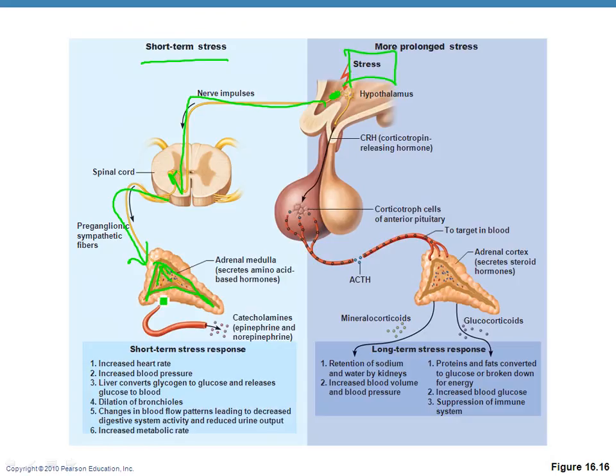And what is that going to do? That's going to cause these catecholamines, epinephrine and norepinephrine, to be released into your bloodstream. And it's going to cause all these wonderful effects, right? Increased heart rate, increased blood pressure. You're going to have more glucose released. Your liver is going to take glycogen and break it down. Glycogen is just a bunch of glucoses stuck together. And remember, we need one single glucose to turn it into ATP. It's going to dilate the bronchioles so you can get more oxygen.